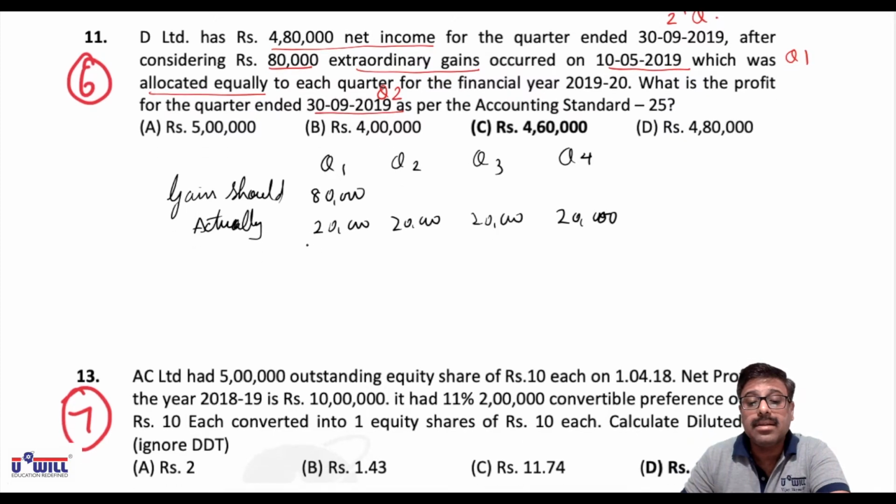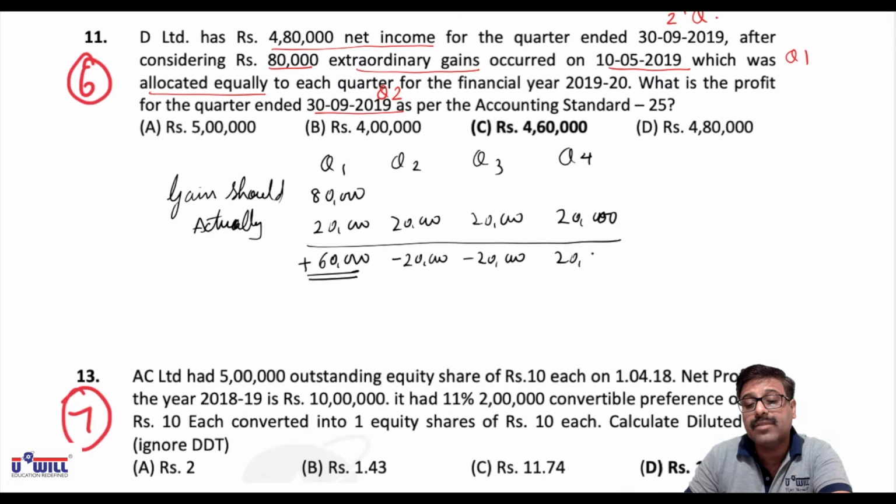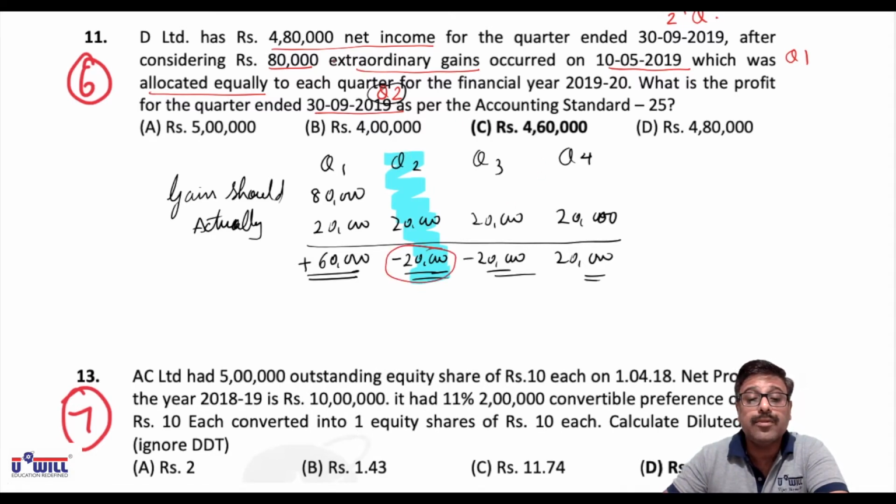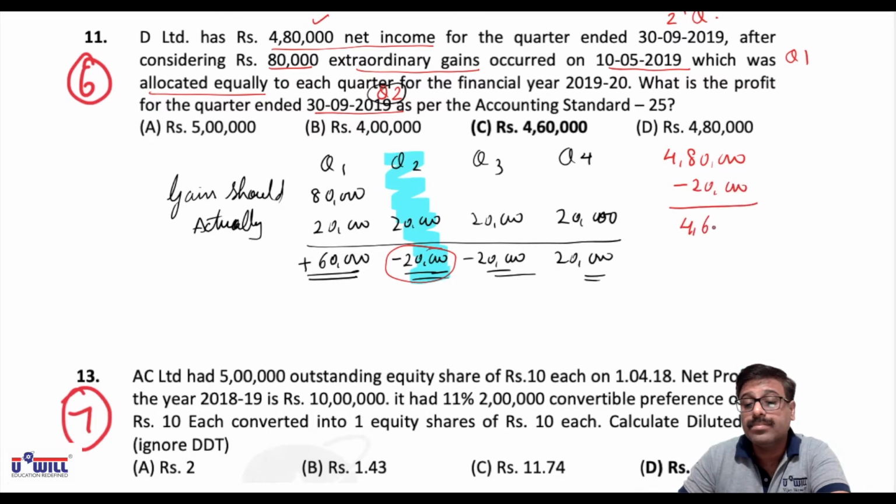Now what should be done here is basically in quarter 1, 80,000 should have been taken, 20,000 is only taken, so 60,000 more. It's a gain, means if we take it further, profit will get increased. And if you remove the gains, in all the other quarters the profit will decrease. We have to find the answer for quarter 2. So in quarter 2, we are supposed to subtract 20,000 from the profits, means 4,80,000 minus 20,000, your answer will become 4,60,000. So 4,60,000, option C is the correct profit.